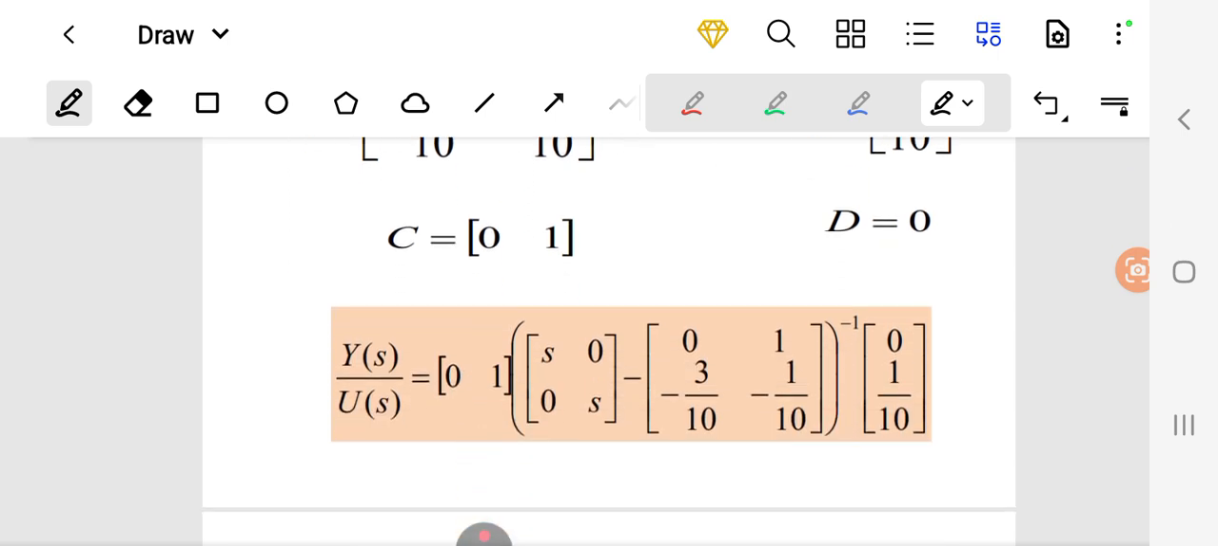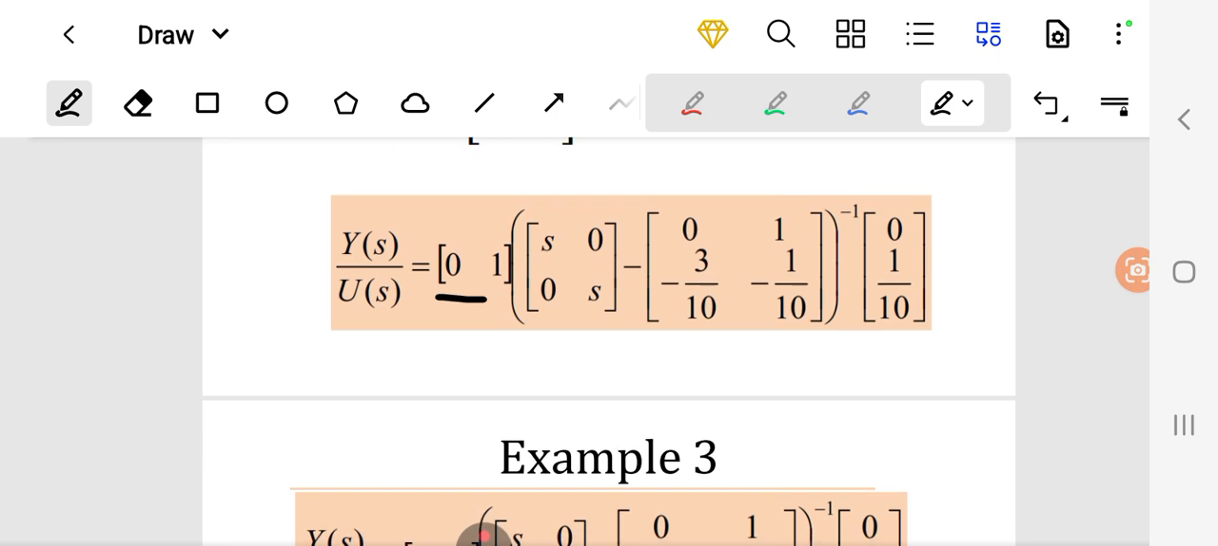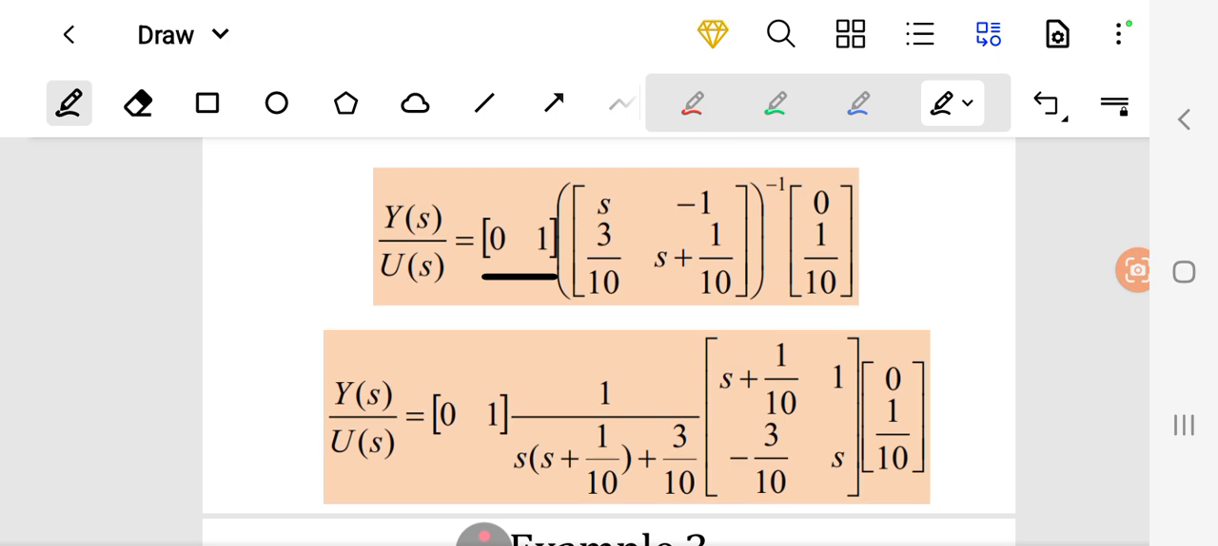We will have sI, which is [s, 0; 0, s], minus the A matrix [0, 1; negative 3 over 10, negative 1 over 10], all inverse, times C from the left and times B from the right. Now we will subtract element by element. s minus 0 equals s. 0 minus 1 is negative 1. 0 minus negative 3 over 10 equals 3 over 10. s minus negative 1 over 10 equals s plus 1 over 10. All inverse times [0, 1] from the left and [0; 1 over 10] from the right.